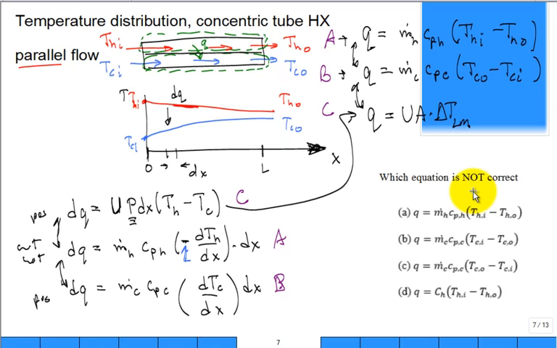Now, I forgot to mention something. This equation, cap C right here, is this. Rule that out. It's not that one. Cap C is the heat capacity rate, which is a mass flow rate times the specific heat of the hot fluid. Only three choices for you today.